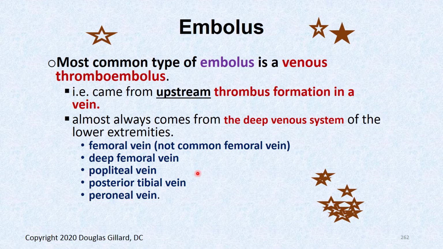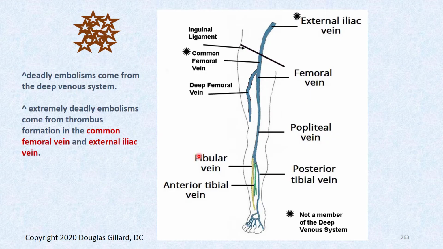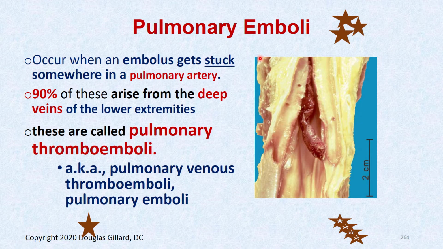But yeah, these are the deep system. The common femoral vein is not really a member of the deep system. That's the iliofemoral system. Right, so here's everything we just talked about. Common femoral, so this is the iliofemoral system, starting right here at the common femoral. You can read those. Pulmonary emboli occur when the emboli get stuck, usually in a pulmonary artery. About 90% of these arise from the deep veins. They're called pulmonary thromboemboli, aka pulmonary venous thromboemboli, or just pulmonary emboli.